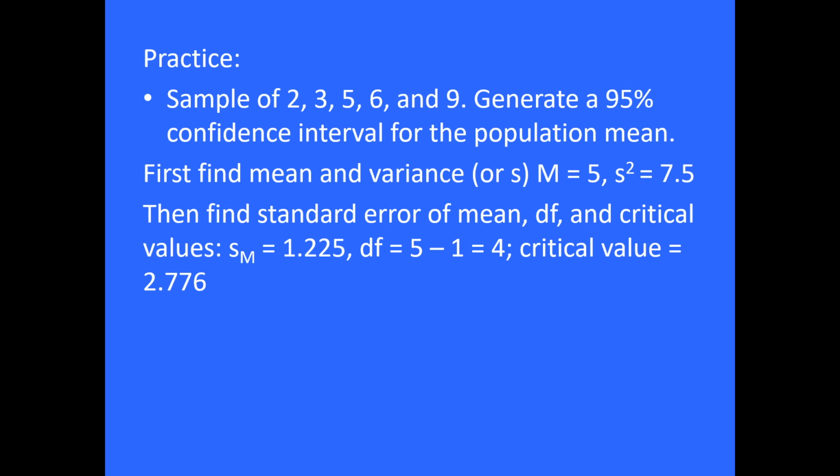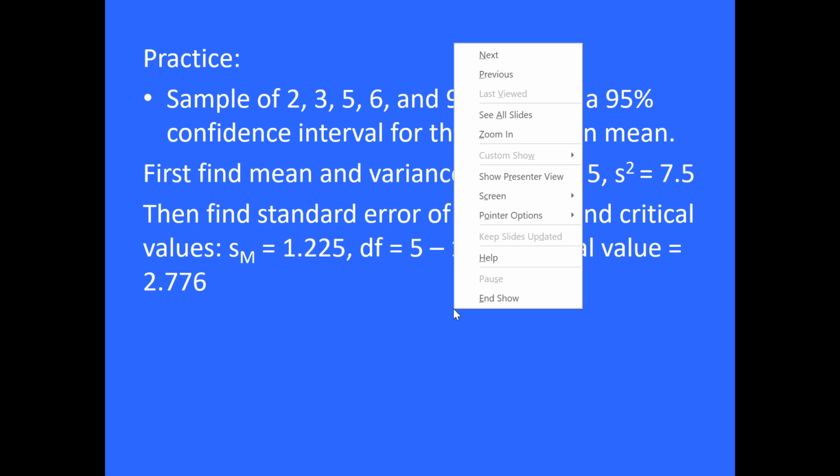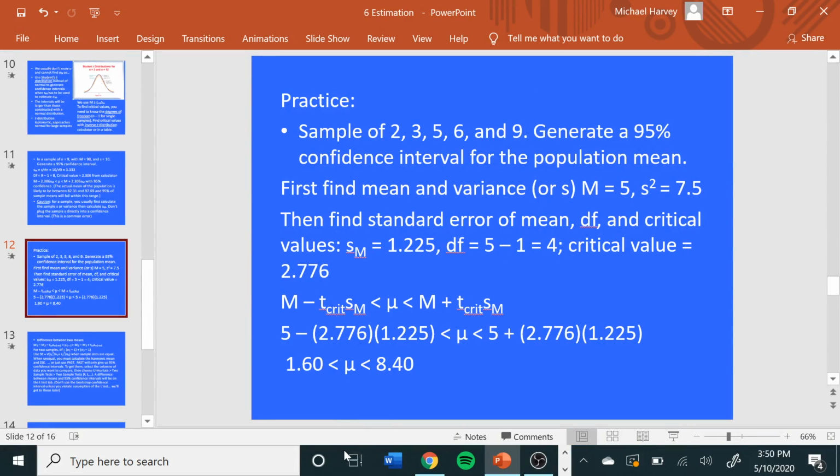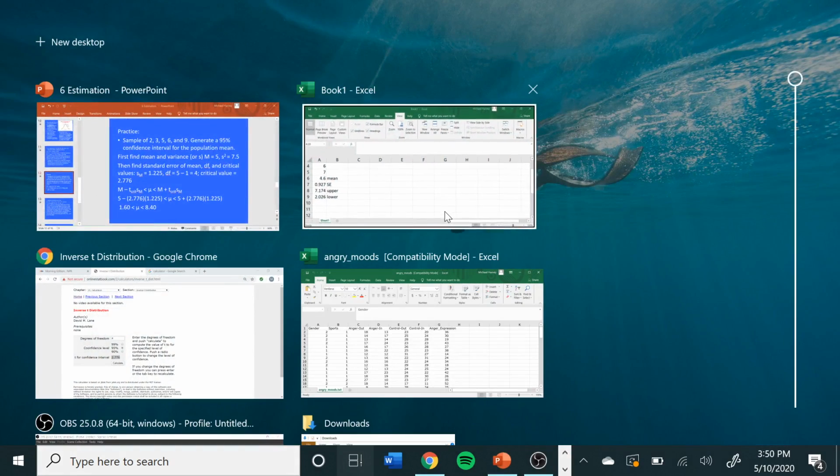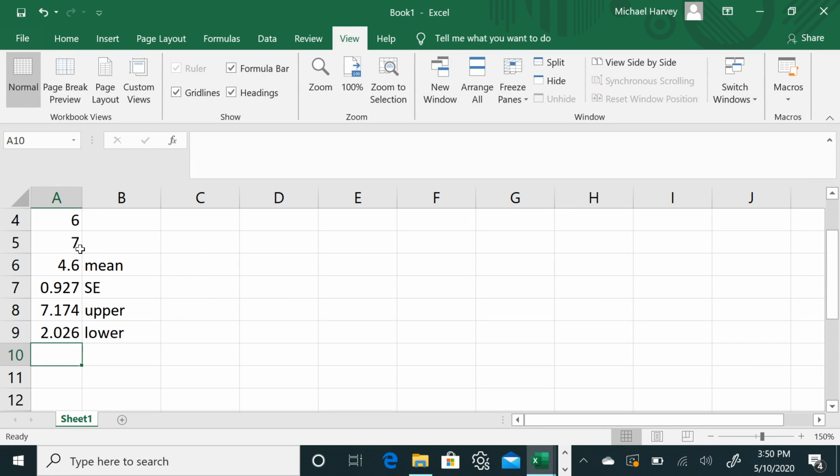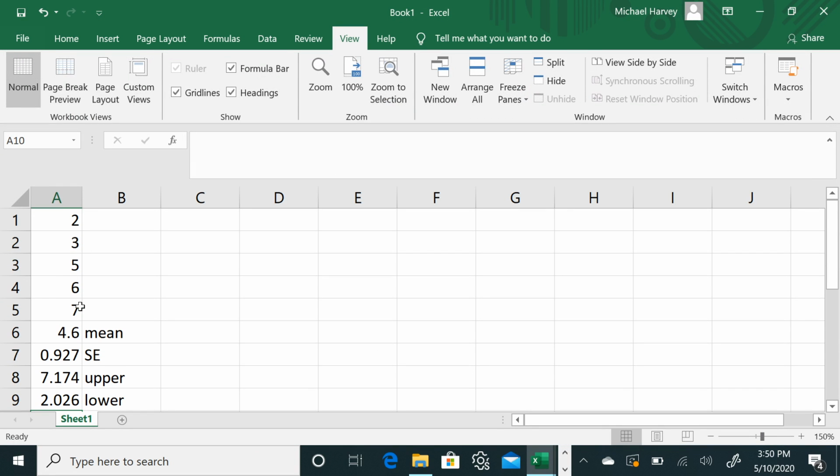Let's see. Where did I get this standard error? I bet I did something wrong here. Let me see. 956. Okay, let's see what happened. Oh yeah, look at that. I put a 7 there. That's supposed to be a 9.